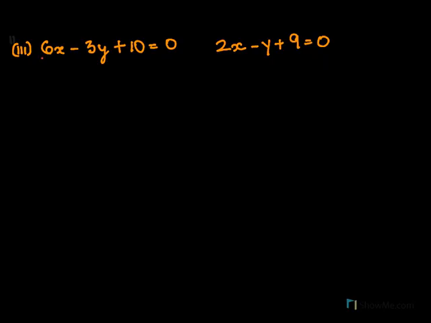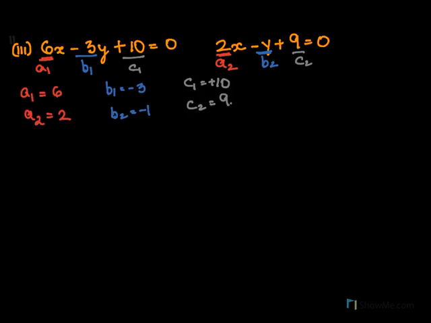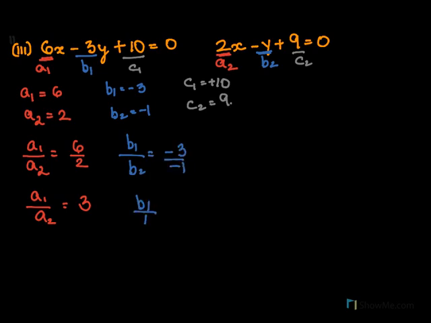Now again we've got another set. So this will be my a1, this is my a2, the x coefficients, this is my b1, this is b2, and for the c, this is c1 and this is c2. So let me write that out. Let us see what a1 by a2 is. That is 6 by 2, so a1 by a2 is 3. Now for b1 by b2, minus 3 over minus 1, so b1 by b2 is also 3.